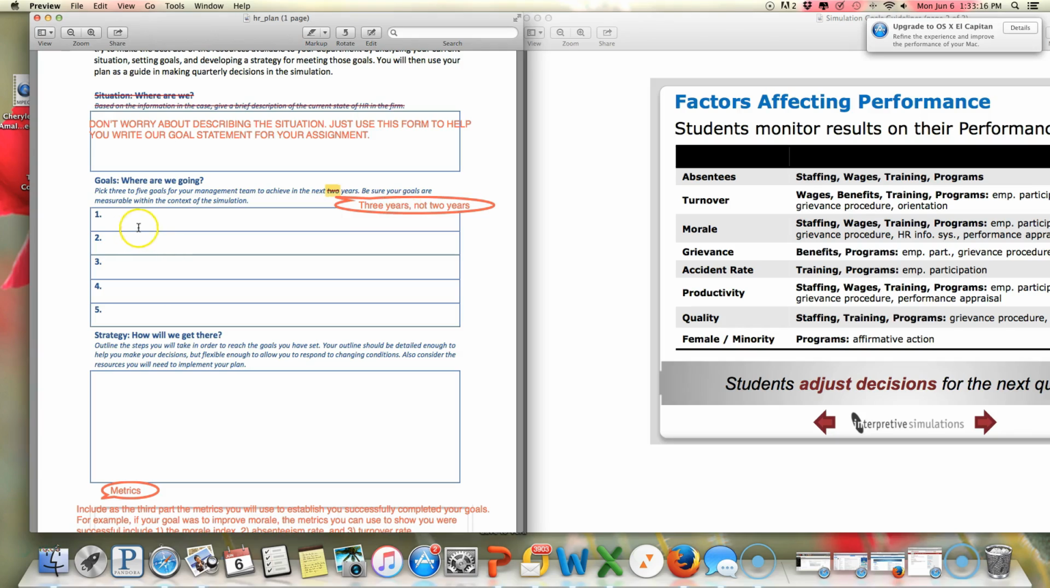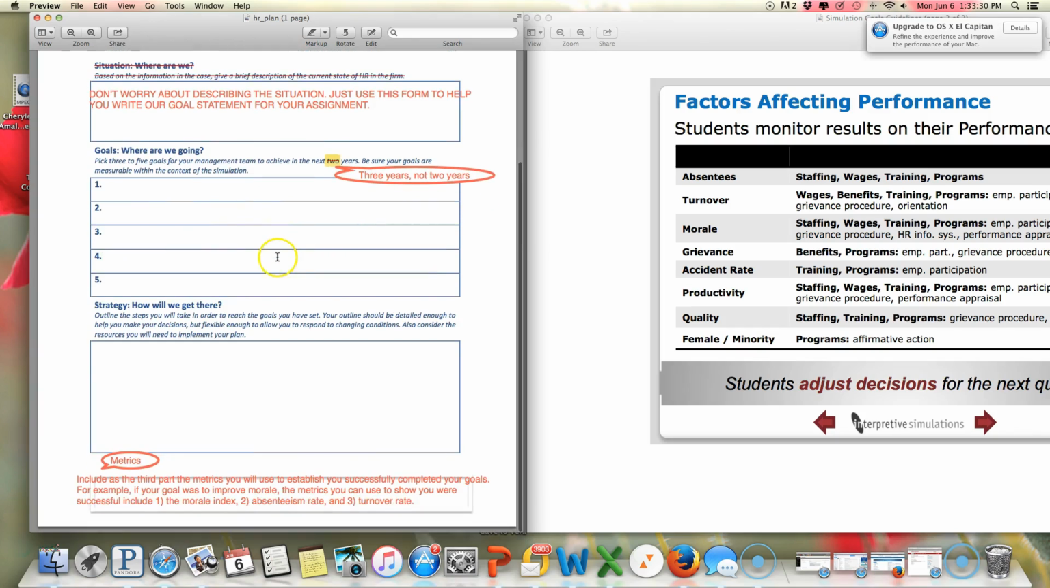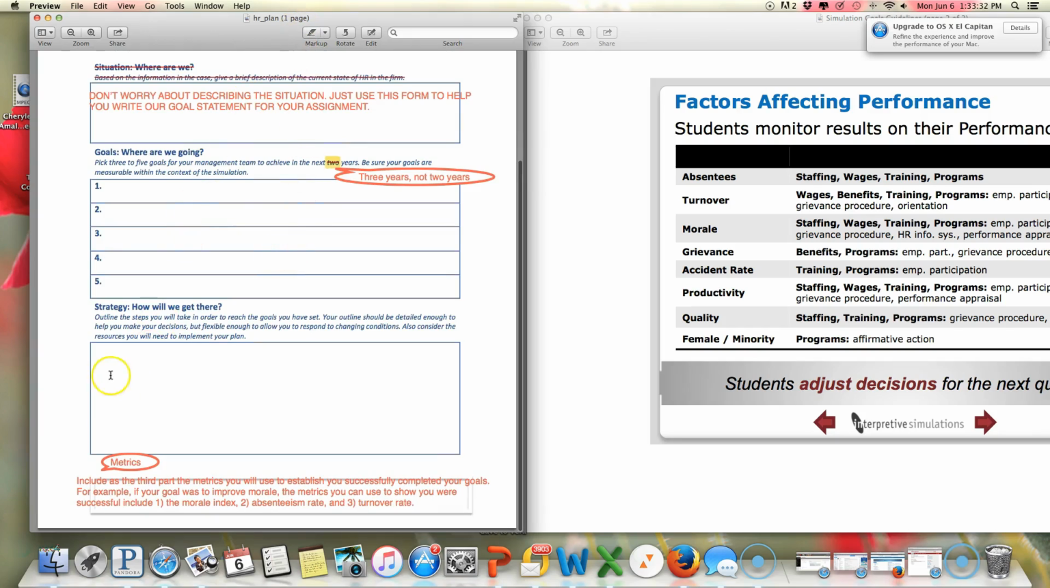So what you're going to do is decide, I want to improve company quality, I want to increase diversity, and I want to improve morale. So what are you going to do to affect that? So let's say the first thing we wanted to do is improve quality. In order to improve quality, we need to make sure we invest money in a quality training program. We want to make sure that we're hiring the right amount of people and doing good staffing.